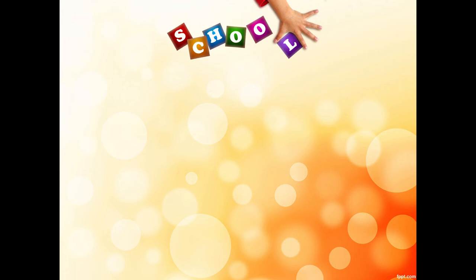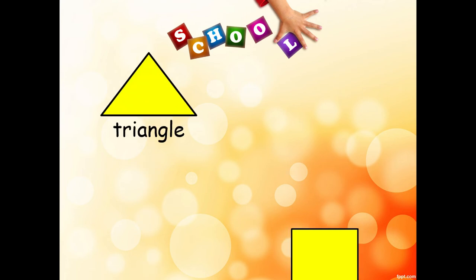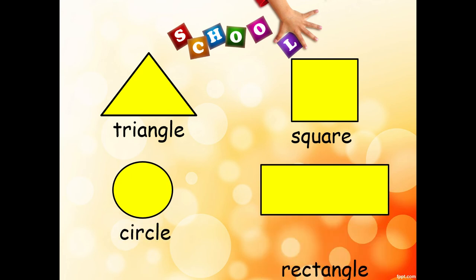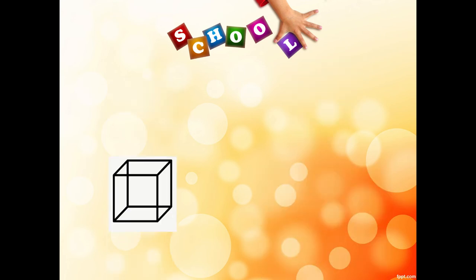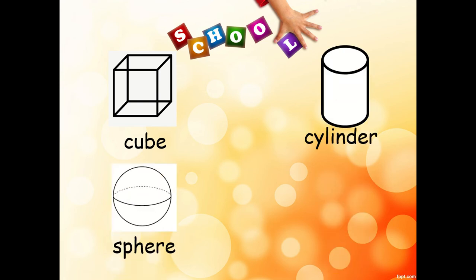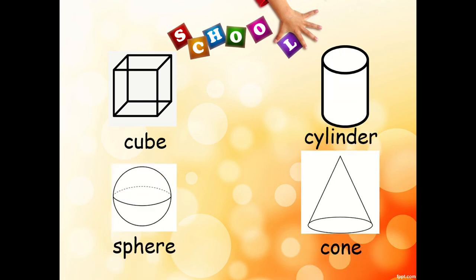Before we start with our lesson, let us first review the two-dimensional shapes. We have triangle, square, circle, and rectangle. How about the three-dimensional shapes? We have cube, cylinder, sphere, and cone. Very good, KG. I think you are ready now for our new lesson.